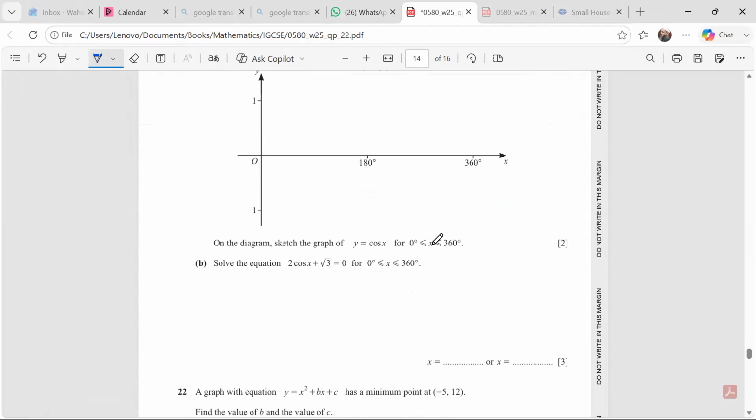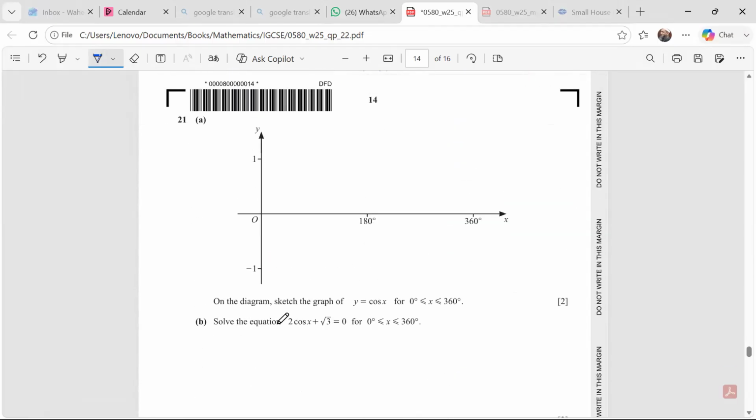Question number 21. On the diagram, sketch the graph of y equals cos x from. You remember cos x starts from 1, and at 90 it becomes 0, and at 180 it goes to minus 1.